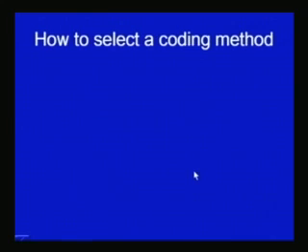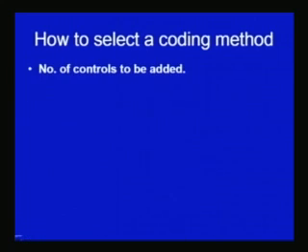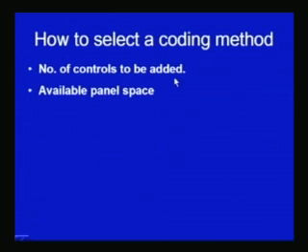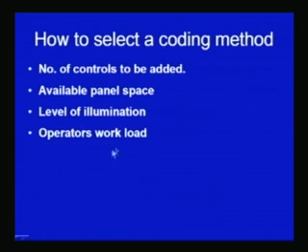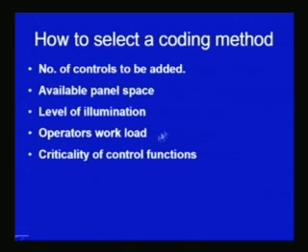The selection of the optimum coding method for controls depends upon the number of controls which are to be covered and included in the given area, the available panel space, the level of illumination available in the working conditions, and the operator's workload. This indicates the mental and strain conditions of the worker. So, these points are kept in mind while selecting the coding method.